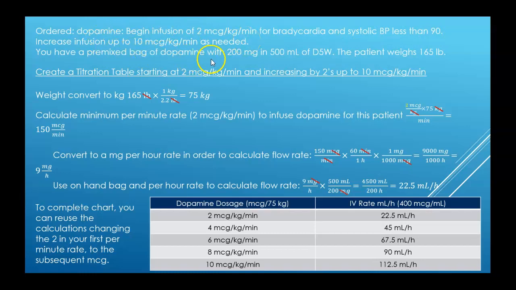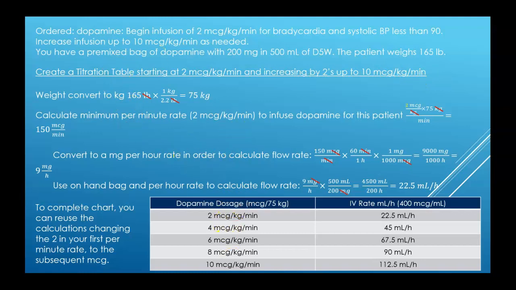You have a premixed bag of dopamine with 200 milligrams in 500 milliliters. The patient weighs 165 pounds. So we take our 165 pounds first, convert it to kilograms. So it says create a titration table starting at 2 micrograms per kilogram per minute and increase by 2s up to 10 micrograms per kilogram per minute.